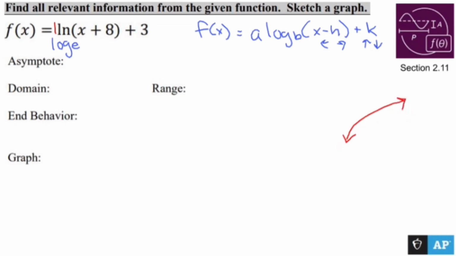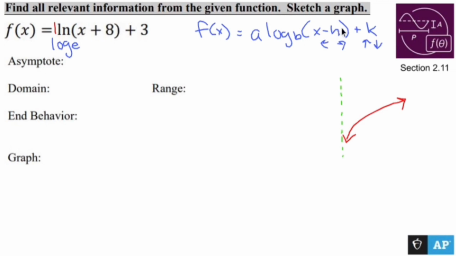A couple things are happening here before I can really answer these questions. One thing I have is a vertical asymptote. Vertical asymptotes exist at places where you're not allowed to plug in specific numbers. I'm not allowed to plug in anything that would make this parentheses negative or 0, because you're not allowed to take the ln or a log of a negative number or of 0. So if I were to plug in negative 8, I would have ln of 0. That's not allowed. Anything bigger than negative 8 is okay.